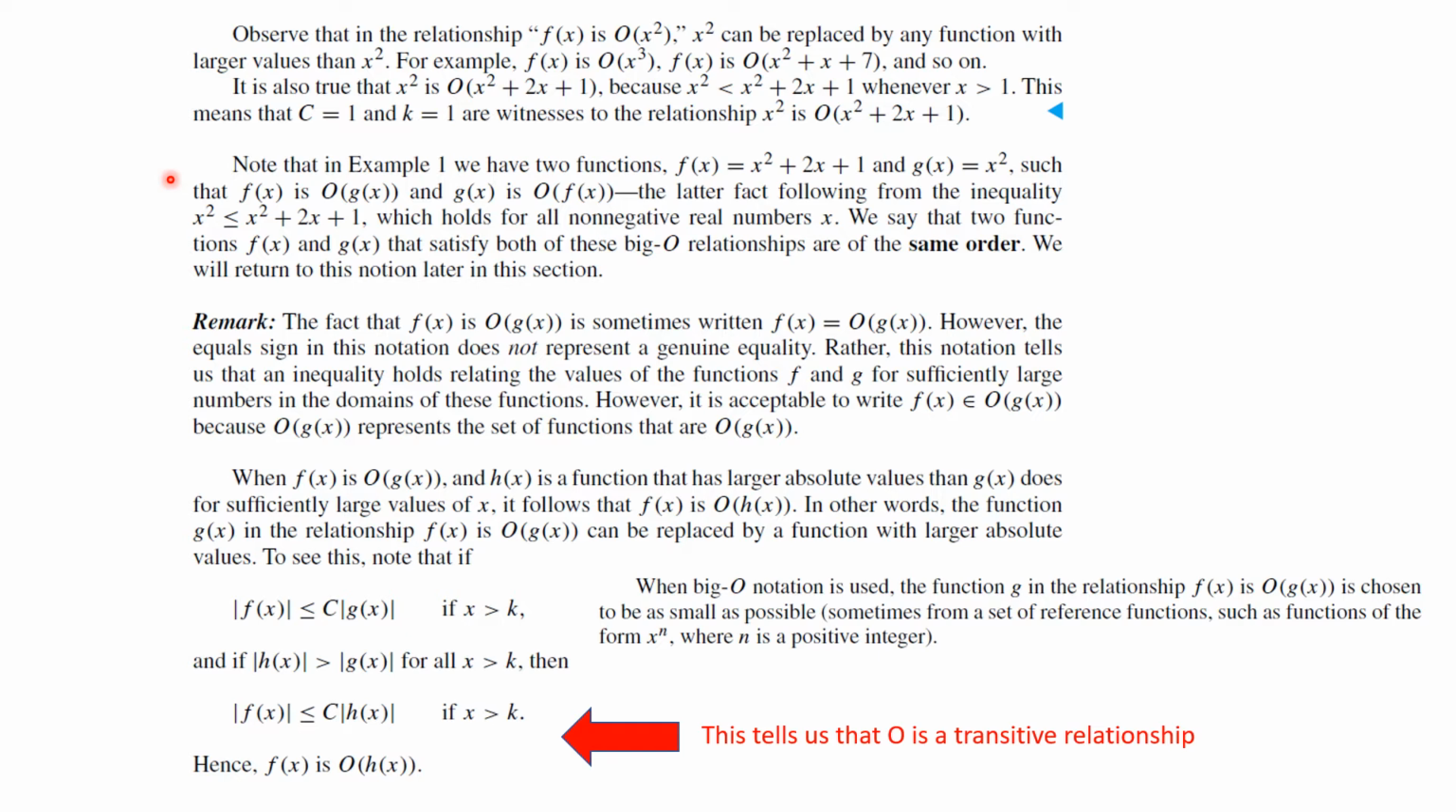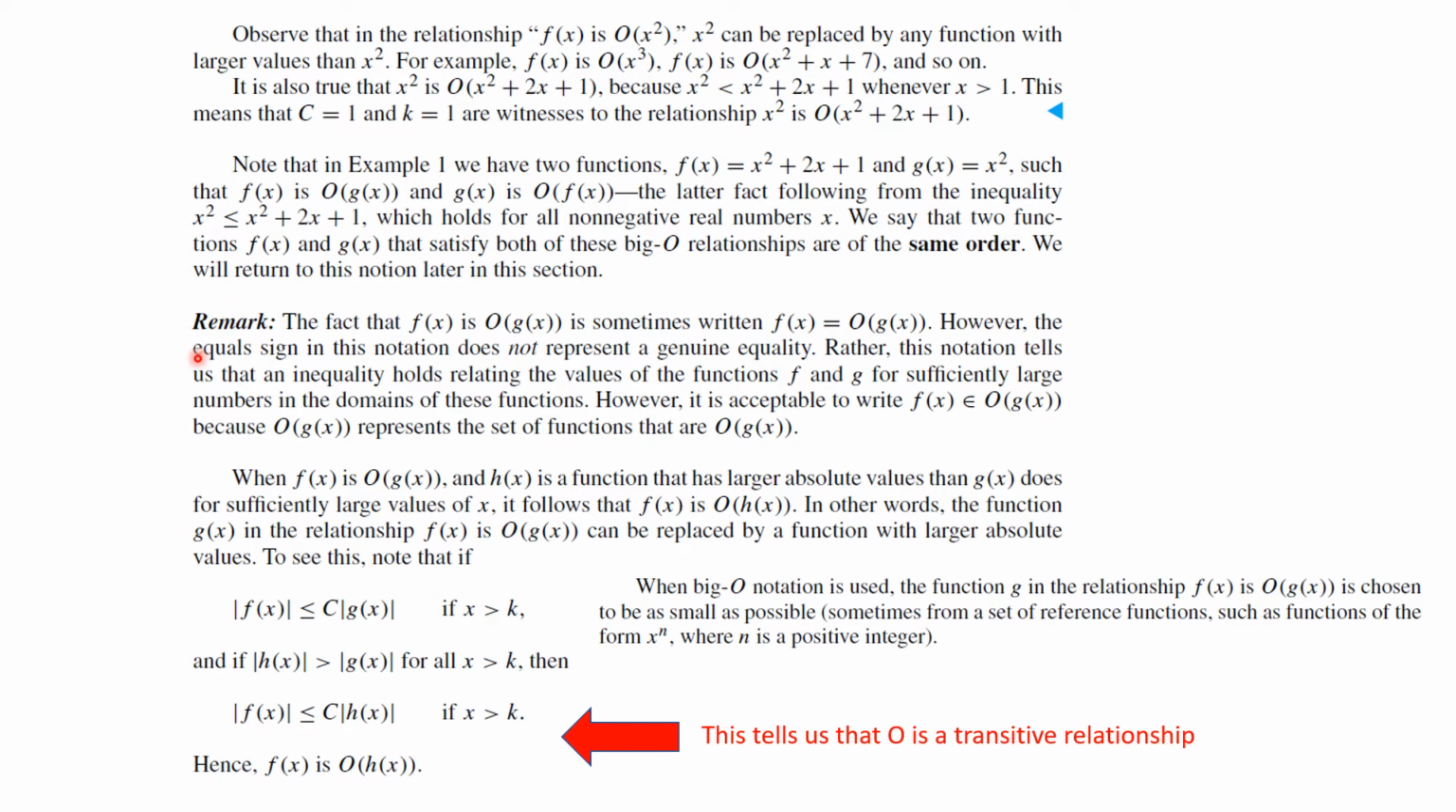You should also note that we had two functions, and so f was big O of g of x, and in this case, g of x is also big O of f of x. We have the inequality x squared is less than or equal to x squared plus 2x plus 1, which holds for all real numbers x. So we can say that when two functions f and g both satisfy big O relationships of each other, they're of the same order. And we'll talk about that later. But in this case, it was true. We're going to see that it is not always the case.